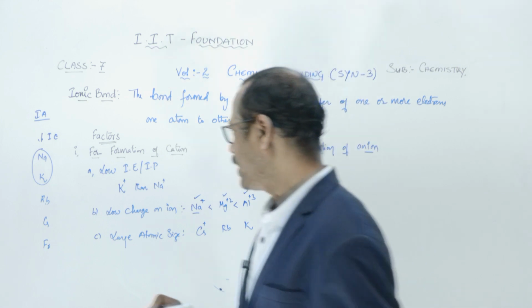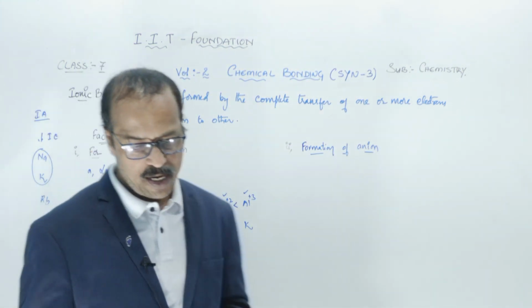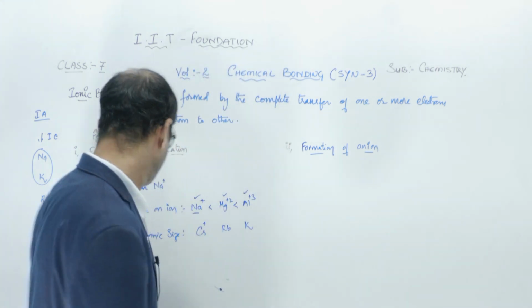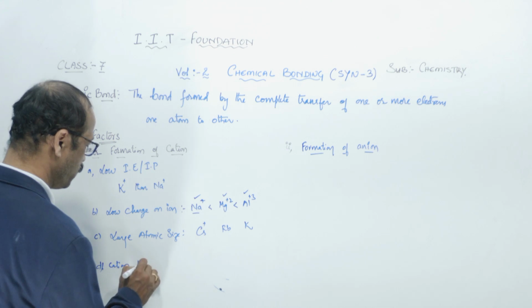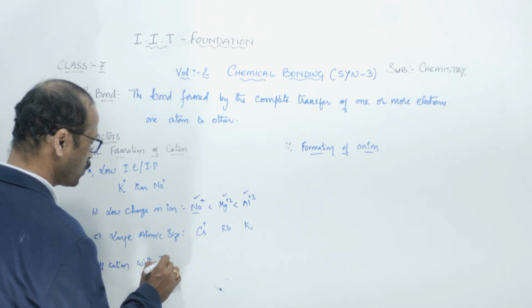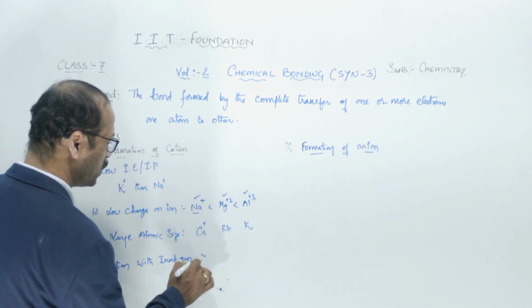Now, the last and final factor is inert gas configuration, inert gas or noble gas configuration. So here you can see now a cation with the inert gas configuration.